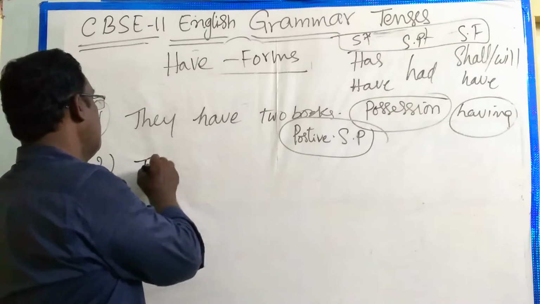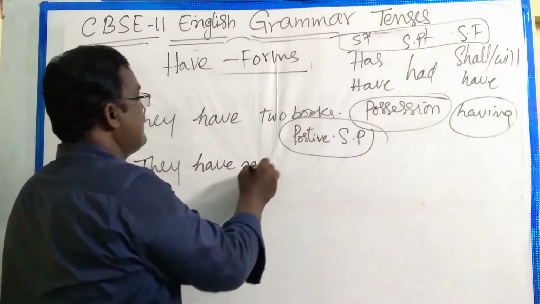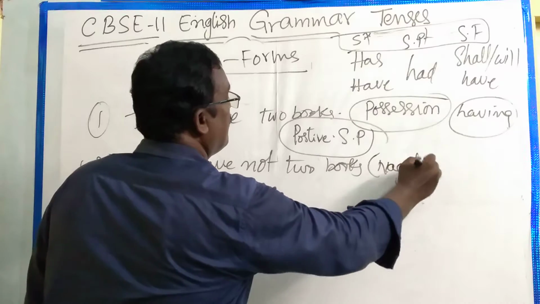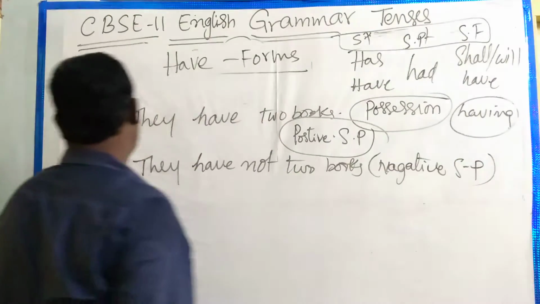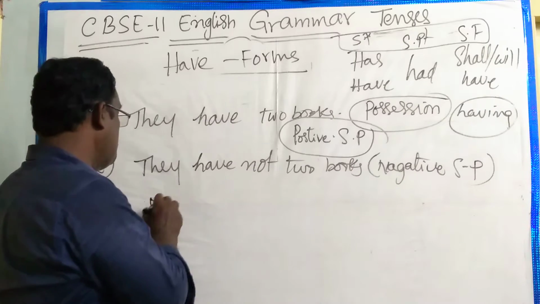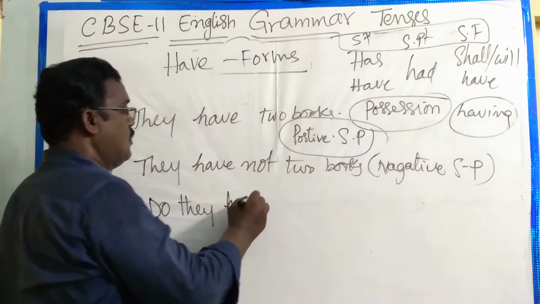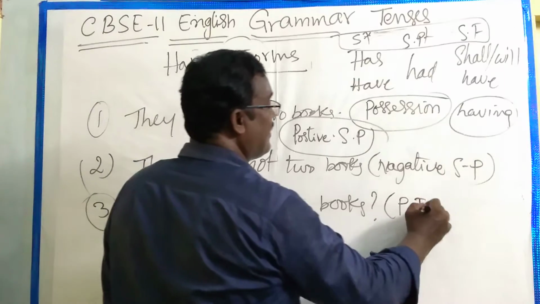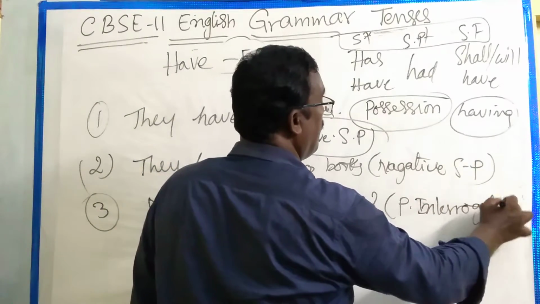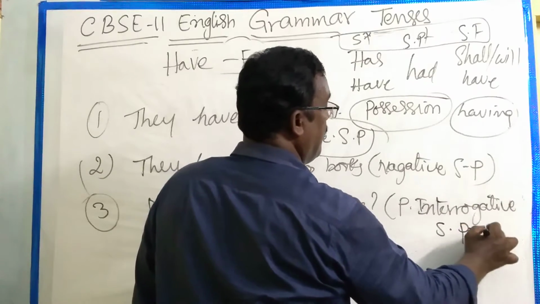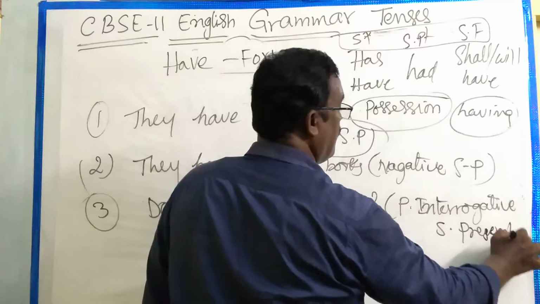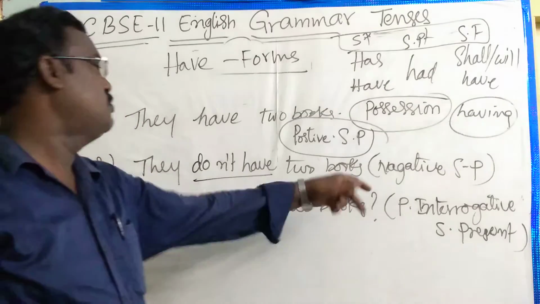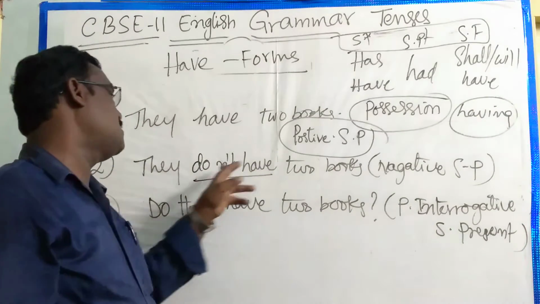Now, negative sentence: they have not two books. This is negative simple present tense. Now we are going to write questions: Do they have two books? This is the positive interrogative simple present. Okay, my dear students, now negative sentence, see here: they do not have two books. They don't have two books.